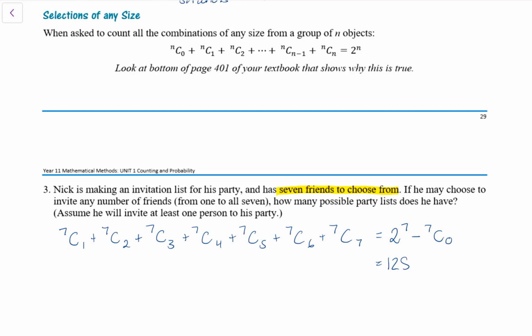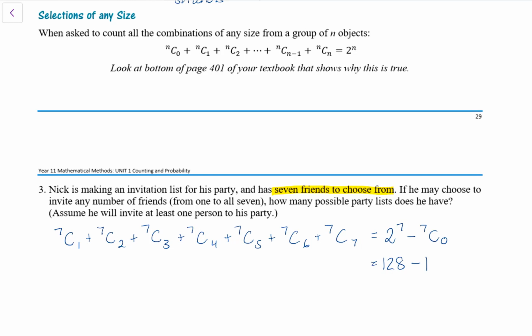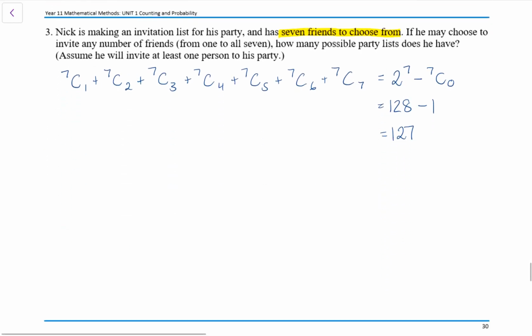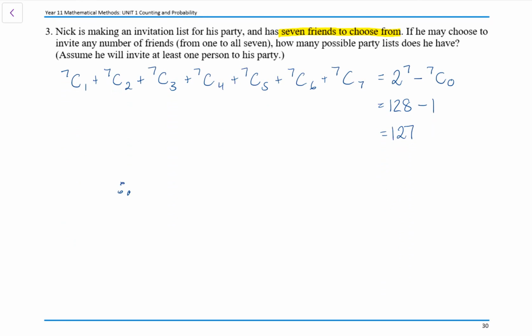So 2 to the power of 7 is 128. 7C0 is 1. We're not saying he's not going to invite someone. So that's 127. Or you could just do each one individually: 7C1 plus 7C2 plus 7C3, etc. So therefore, he has 127 possible party lists.